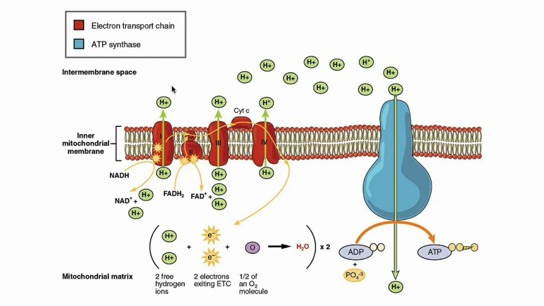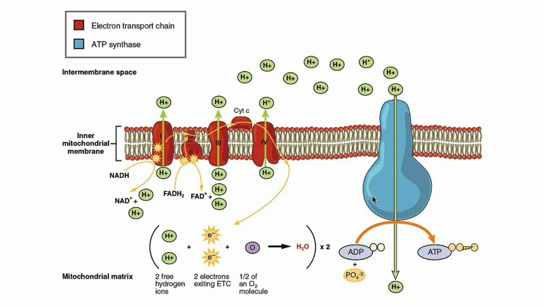So again, the FADHs and the NADHs, those are releasing the hydrogen ions, and then those hydrogen ions are getting pumped across. Okay. So what happens is these hydrogen ions accumulate in this intermembrane space. You have a high concentration, and so they're going to flow through this protein called ATP synthase. So this blue protein here is called ATP synthase.